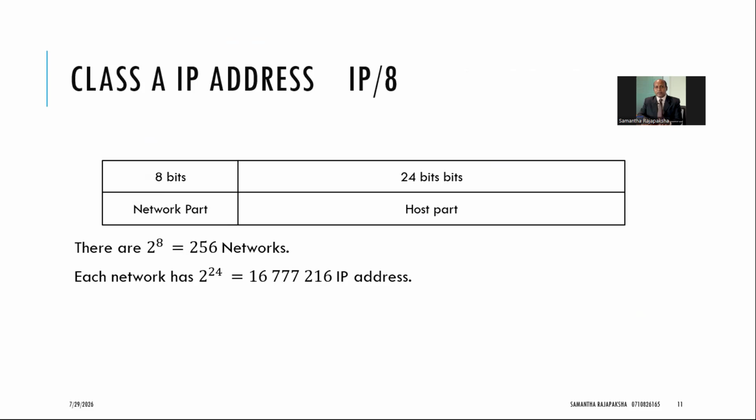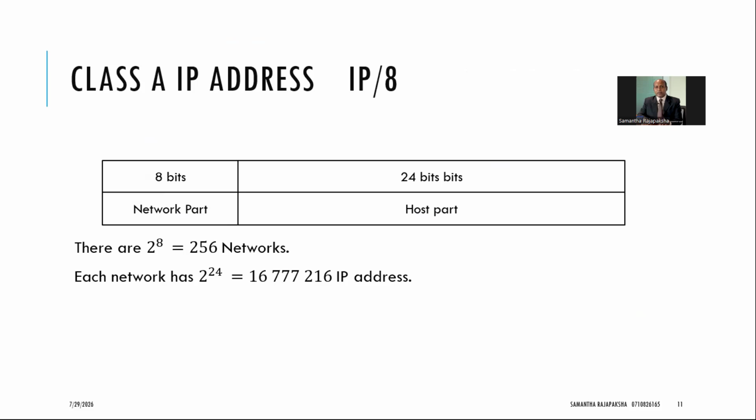Therefore, in this network class A category, there will be 2 to the power 8 networks. That means for the entire world, there are only 256 networks in the type of class A. Because each network will get how many IPs? 2 to the power 24 IPs, which is close to 16 million IPs.